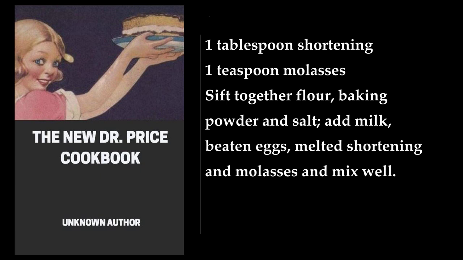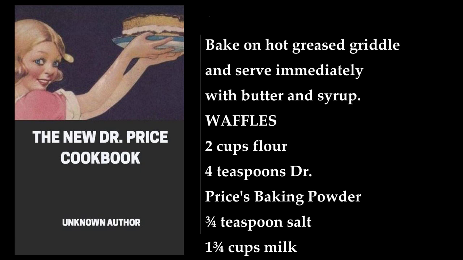Sift together flour, baking powder and salt, add milk, beaten eggs, melted shortening and molasses and mix well. Bake on hot greased griddle and serve immediately with butter and syrup.